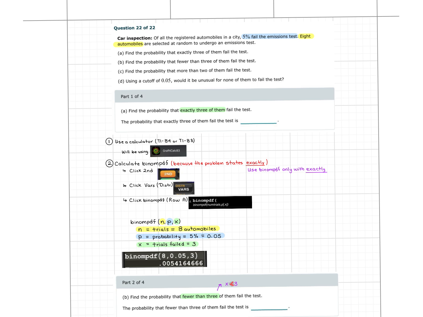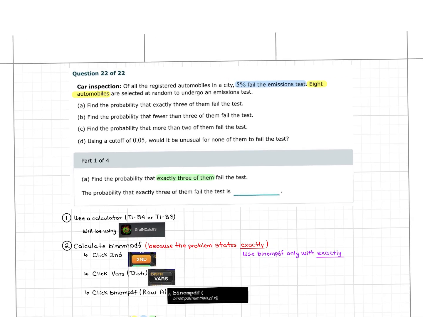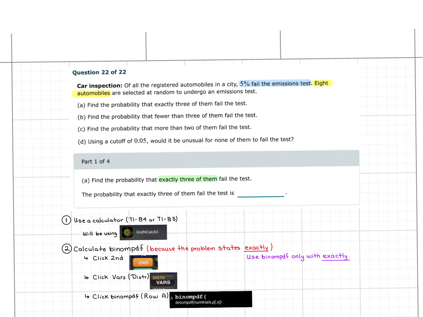All right, mathletes. So I'm looking at exam 2, and I'm looking at question 2 that someone asked during office hours. So I wanted to take a look at this with you. All right. So, of all the registered automobiles in the city, 5% fail the admission test. 8 automobiles are selected at random to undergo an admissions test. All right. So the question is find the probability that exactly 3 of them fail the test.